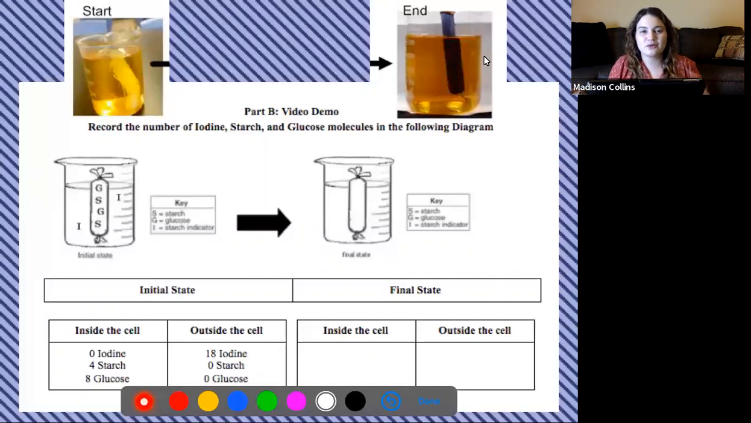I know you're probably thinking, what a horrible scientist. She doesn't have beakers in her home. I'll work on that, guys.